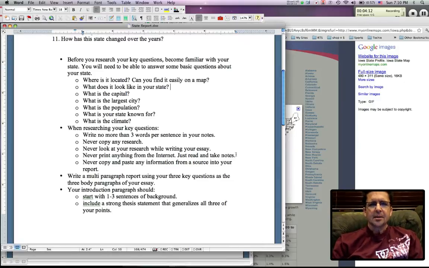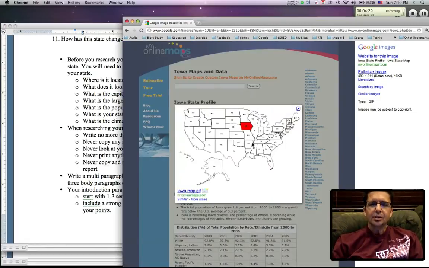So then you're going to go through and make sure you know the answers to all these different questions here about the background, and then you're going to research your key questions. It says write no more than 3 words per sentence in your notes, and it also goes over some other ideas about not copying things and not printing things out. You're just going to read it right there on the internet.